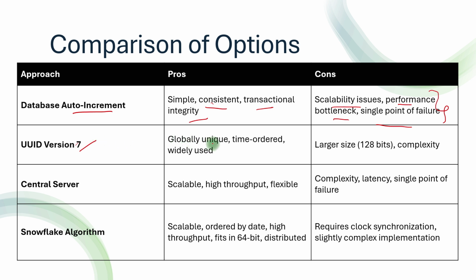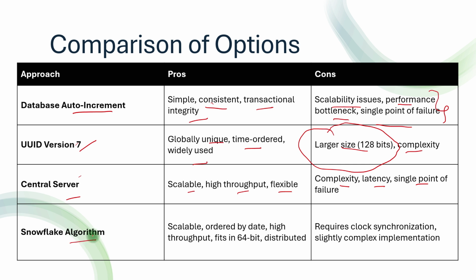UUID versions 7 and 4: it is globally unique, time ordered, and widely used. It has a larger size, and some complexity. I'll avoid this concern because we get the library out of the box. The only constraint is that it is 128 bits in size. A central server like Ticketmaster is scalable, high throughput, flexible, and gives a globally unique ID. It has complexity and latency issues, because we have to make a network call just to get an ID. Single point of failure is there.